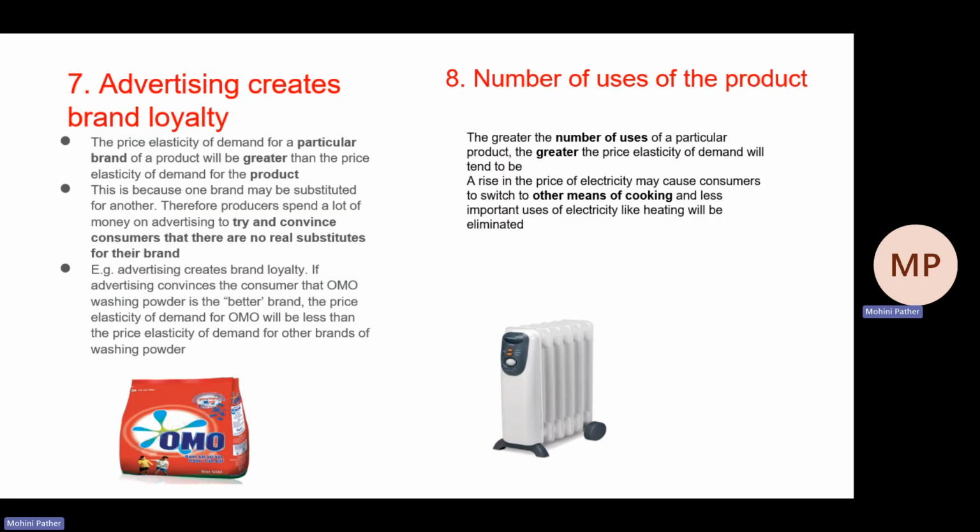The number of uses a product has. The greater the number of uses, the greater the price elasticity of demand tends to be. So a rise in the price of electricity may cause consumers to switch to other means of cooking. So then electricity becomes less important for things like heating and things like that.